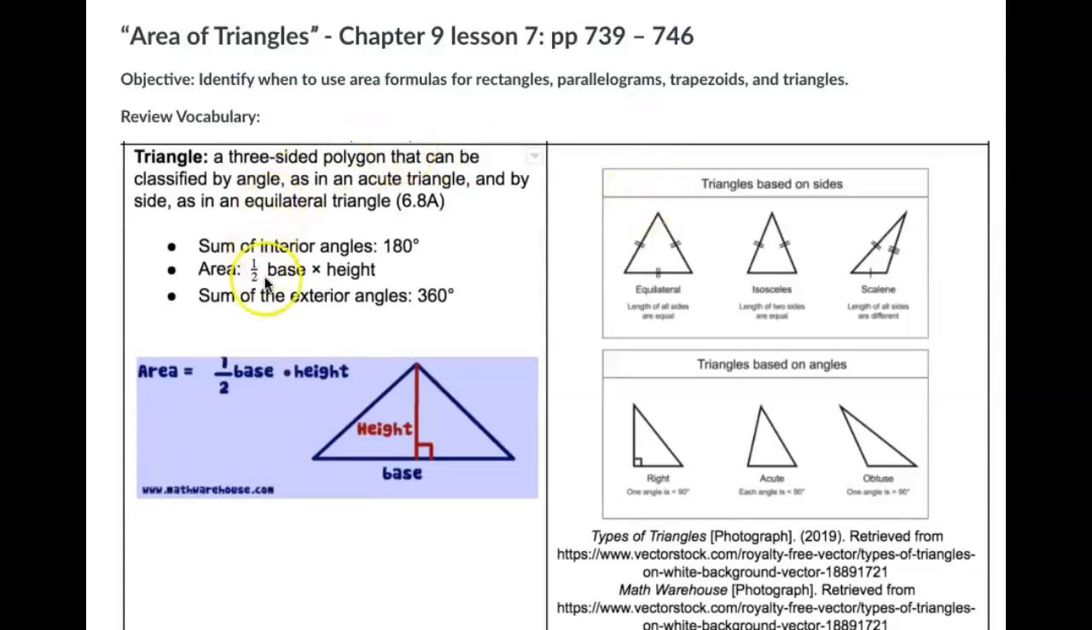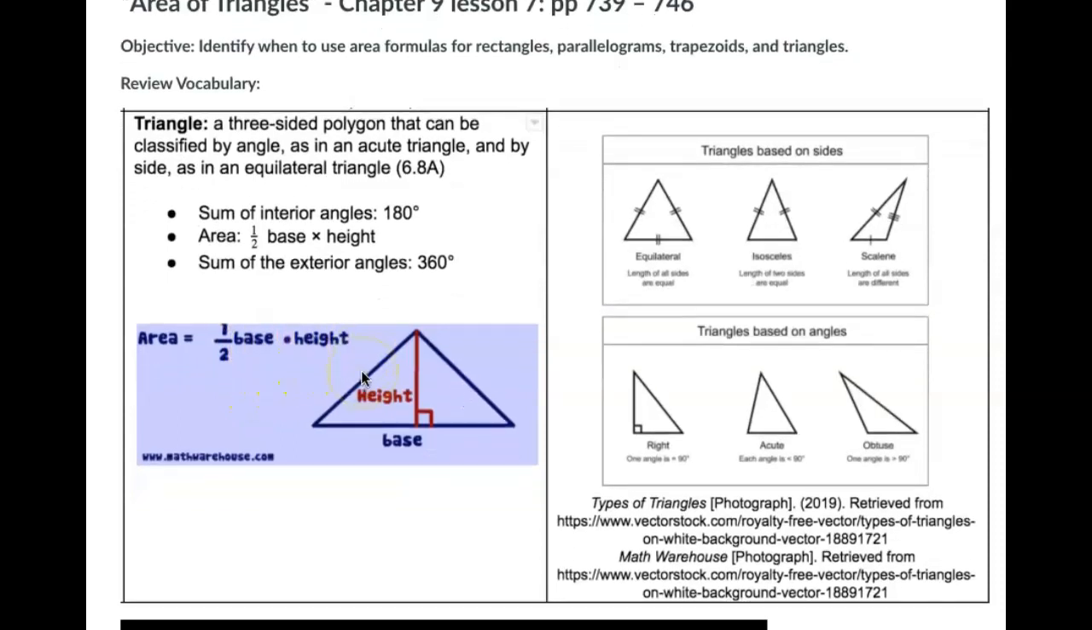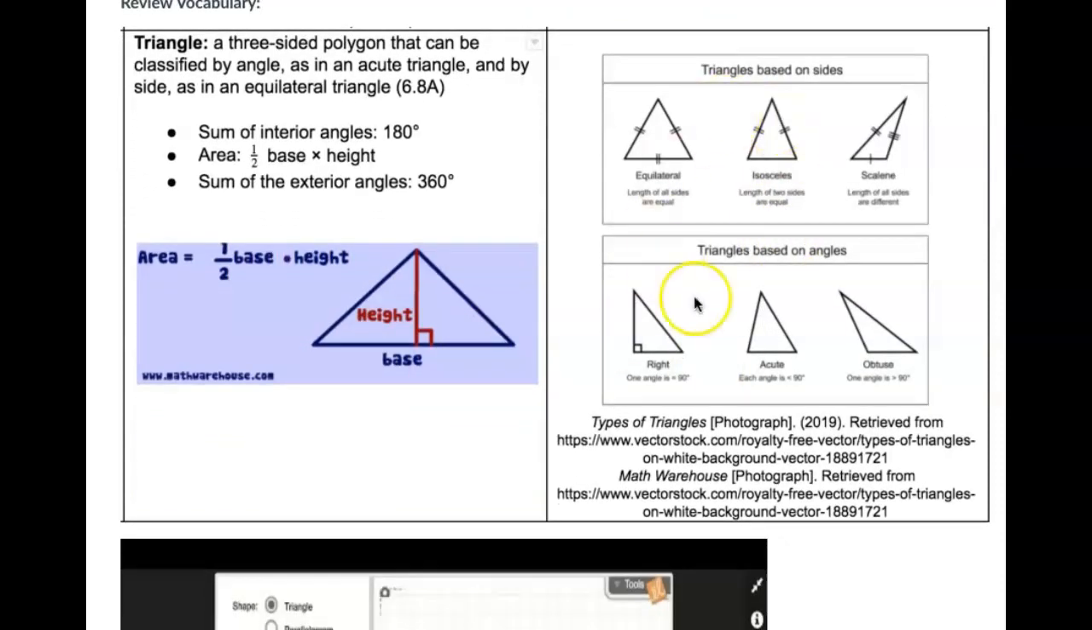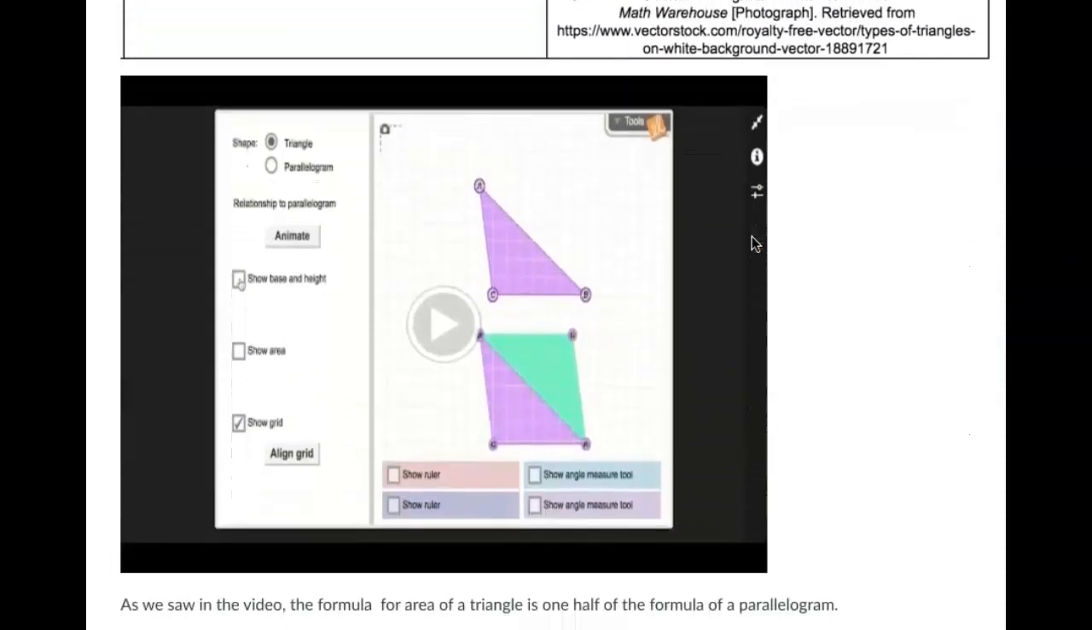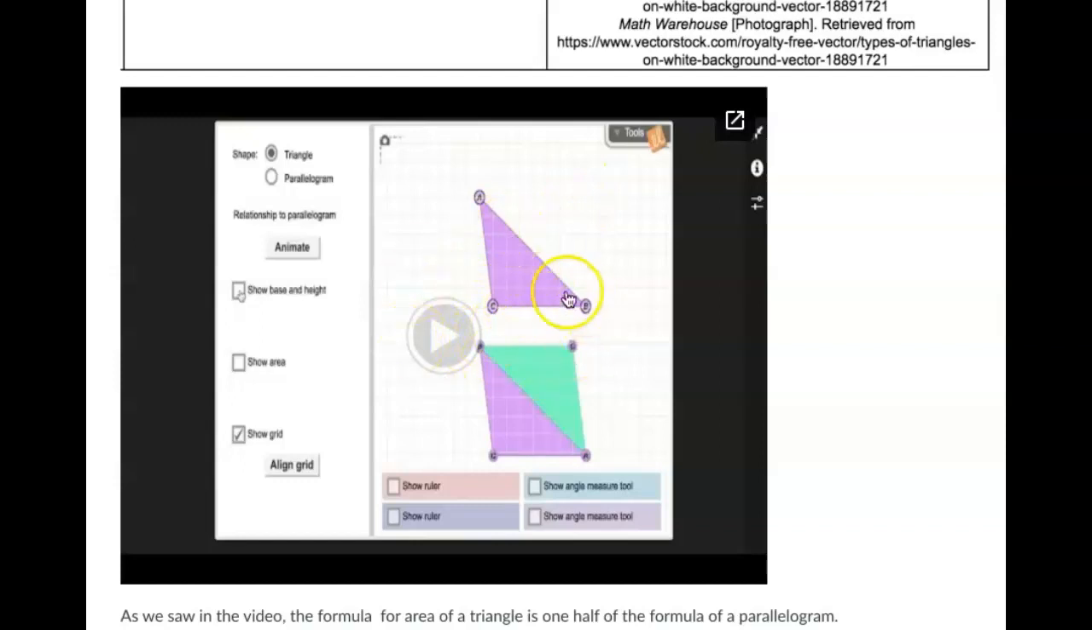Okay. This information talks to you about triangles and the area formula for triangles, which is 1/2 times base times height. There's also more information about the different types of triangles. And this particular video shows you why the formula for 1/2 base times height works.